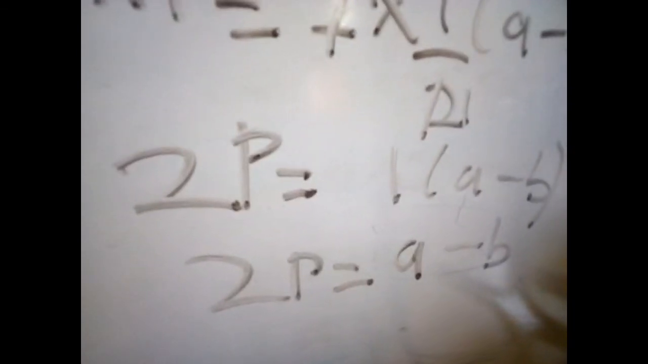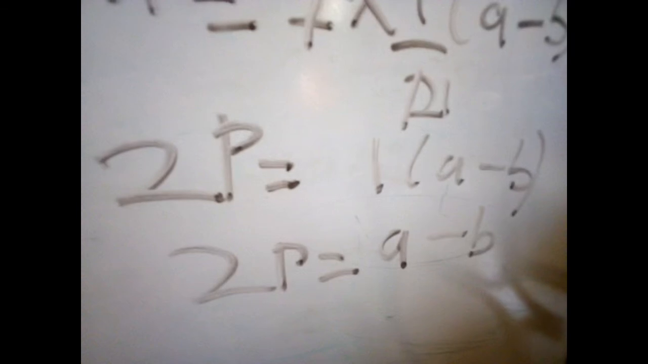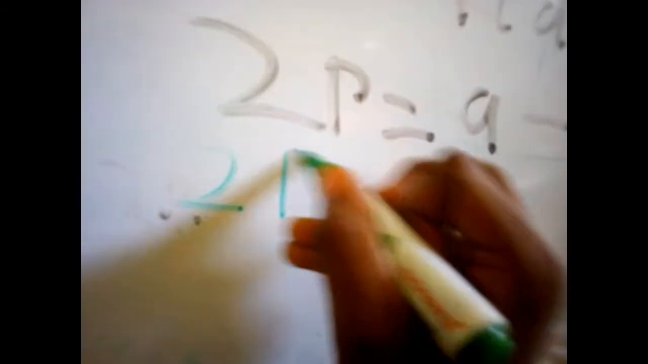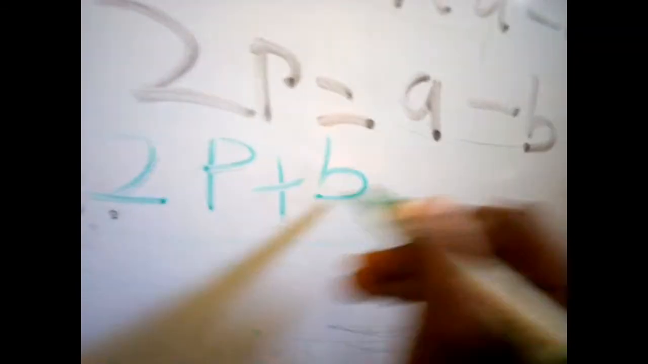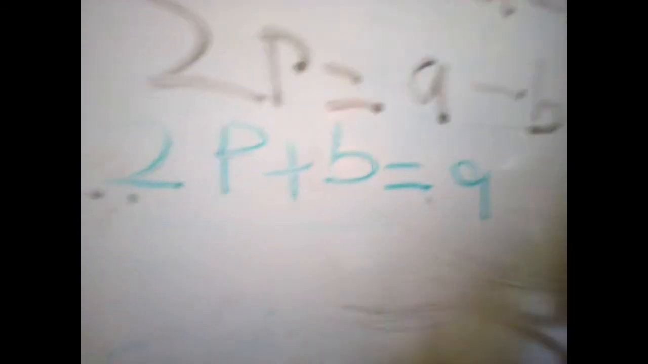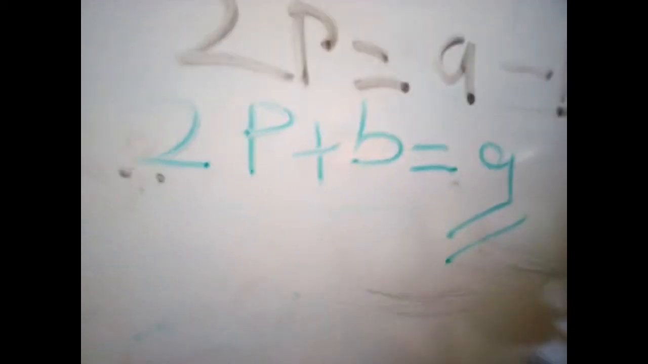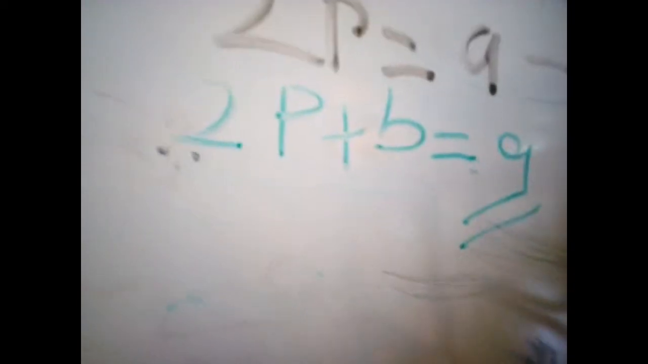So you have it like this. The question was to make a the subject of the relation. So you want to make a stand alone, so you're going to move negative b to come here. So 2p, the marker's not working. So 2p, then negative b will come here to be positive b is equal to a. That's it. A has become the subject of the relation. So this is how to do it.